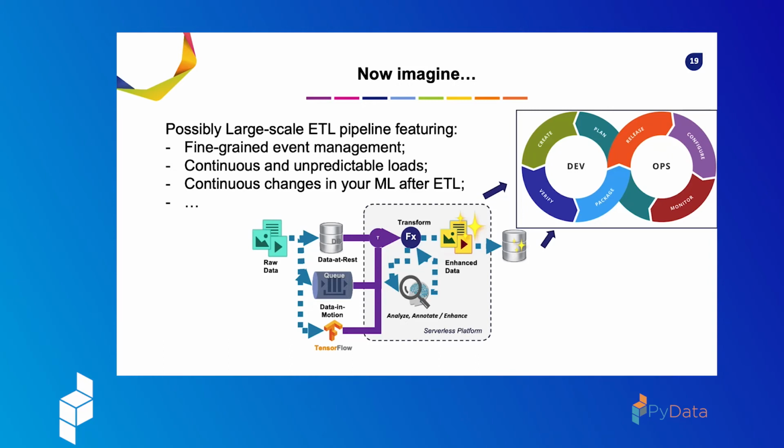So again, imagine implementing this ETL data pipeline featuring all sorts of fine-grained event management, all sorts of continuous and unpredictable load management, and accommodating all sorts of continuous changes in your machine learning pipeline. Because keep in mind, you can manage a serverless function just like you would any microservice, in which case you can do all sorts of things like more advanced A/B testing. And if you don't know what A/B testing is, just go and Google it. It's actually quite fun as a deployment testing strategy. But again, there's all sorts of benefits to it.